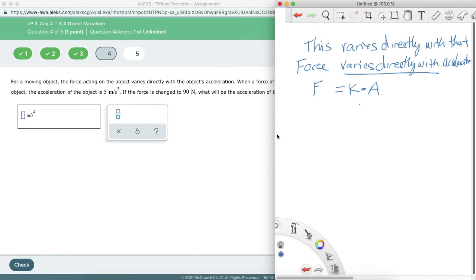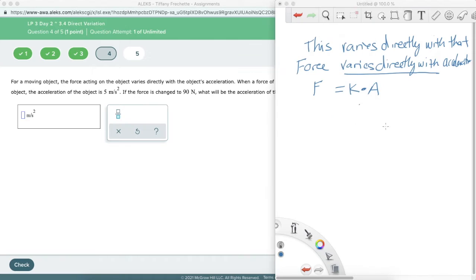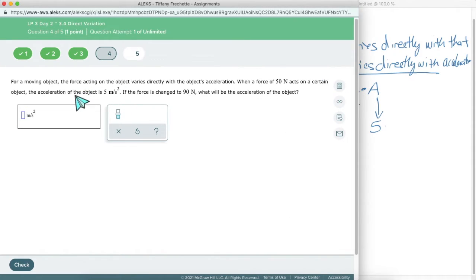All right. So now let's go ahead and look at what they gave us. So they say a force of 50 newtons acts on an object. Okay, well, I know that the force is 50 newtons. The acceleration of the object is 5 meters. And I'm actually not going to put the newtons on there. I just realized that. I'm going to leave those off. When we get to the end, we'll put the unit back on, just because I think having all the units on there will get a little confusing. And then after it says that the acceleration is 5 meters per second squared, then it says if the force is changed to 90 newtons.